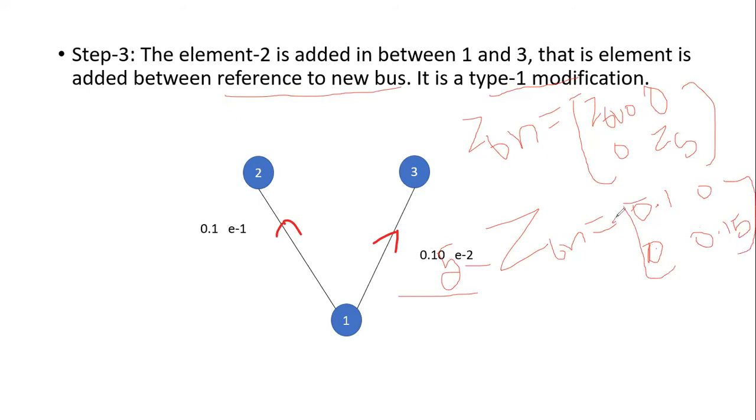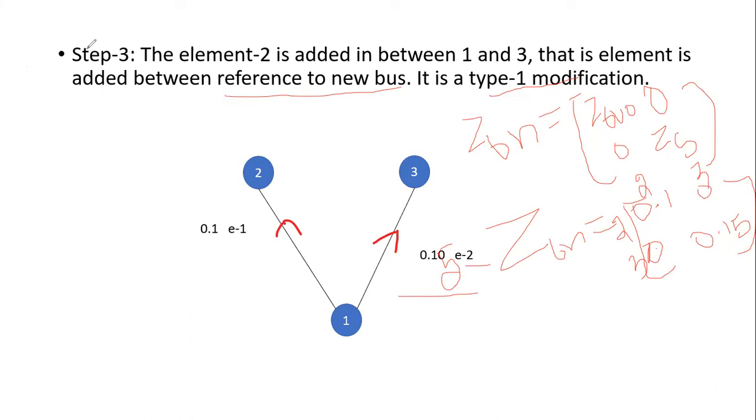Here 1 is the reference, then 2 and 3. This value is Z22, this is Z23, this is Z32, and this is Z33, or the ZS value. This is the Z-bus new matrix when we are adding the element between the reference and the new bus. After completing step 3, the Z-bus new matrix is 0.1, 0, 0, 0.5.